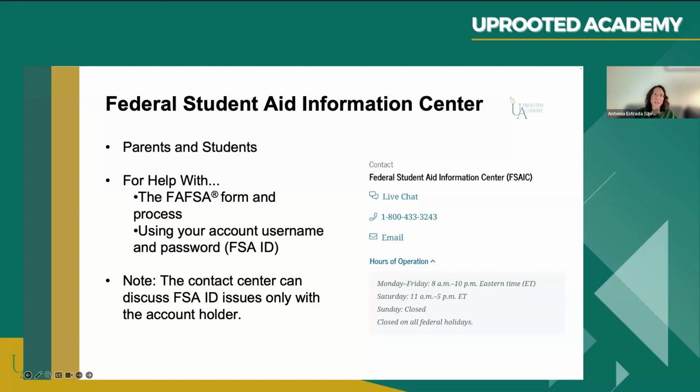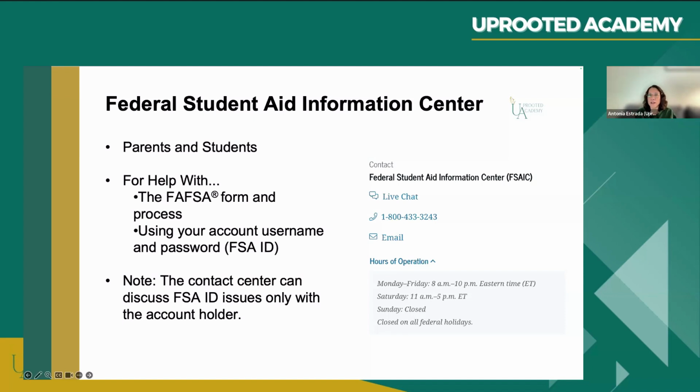Note that the contact center can discuss FSA ID issues only with the account holder. So if you have a parent having trouble creating their FSA ID, that parent would actually need to get on the call with the representative. Customer service representatives should be providing assistance not only in English, but in Spanish as well, and other languages. But as you can imagine, they've been very, very busy. There have been reports that students are getting hung up on after waiting a long time when they call the information center. Unfortunately, this is the information we have on how to contact them or to get help.